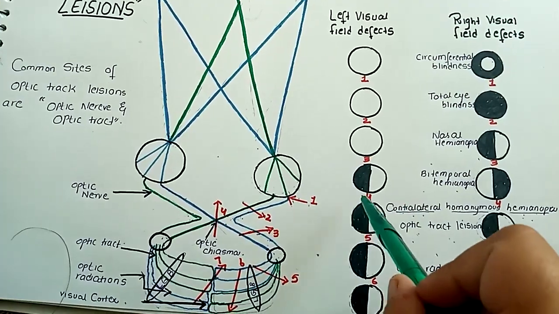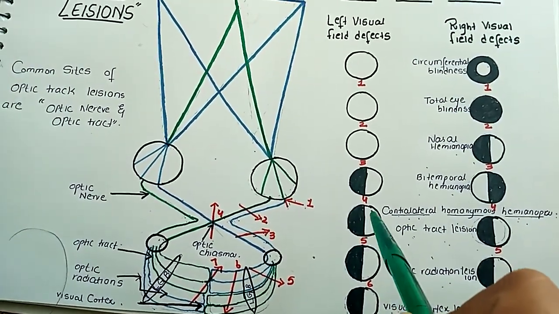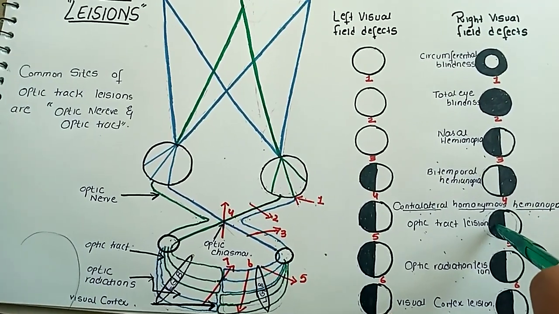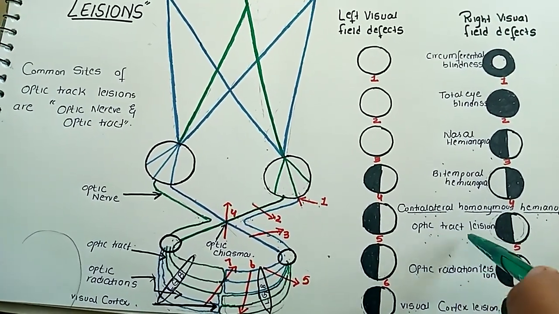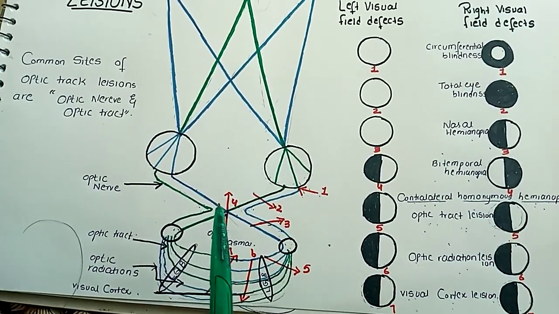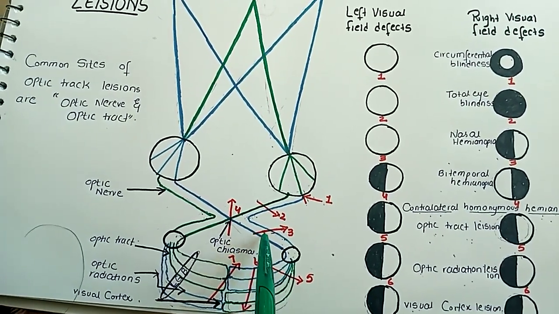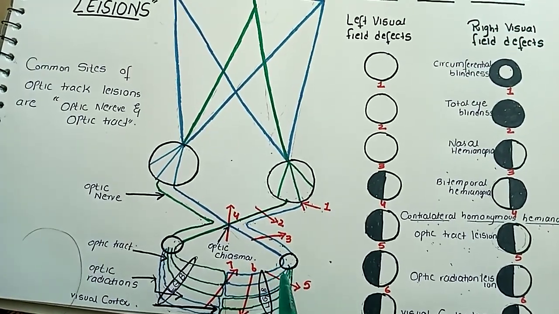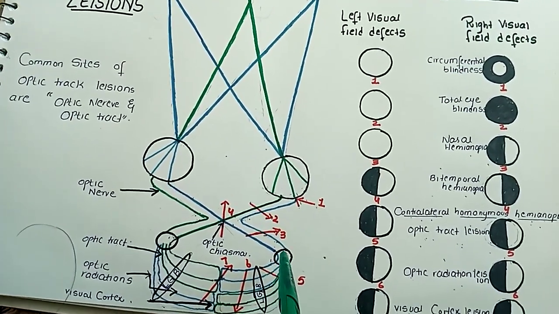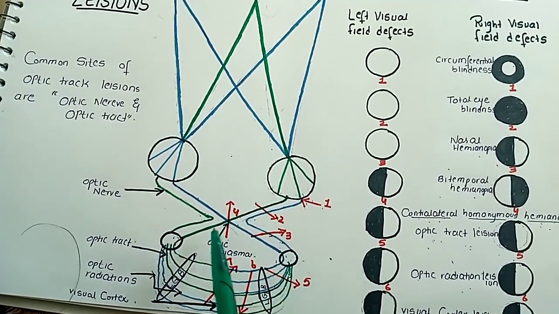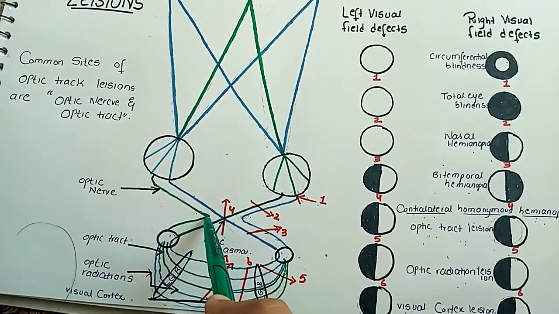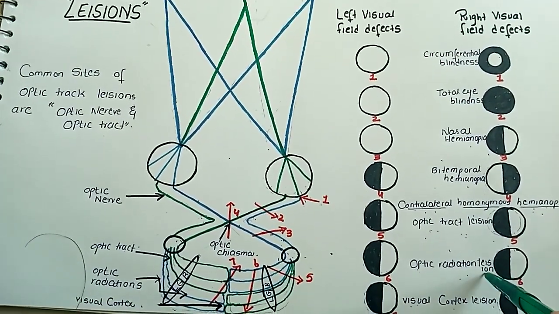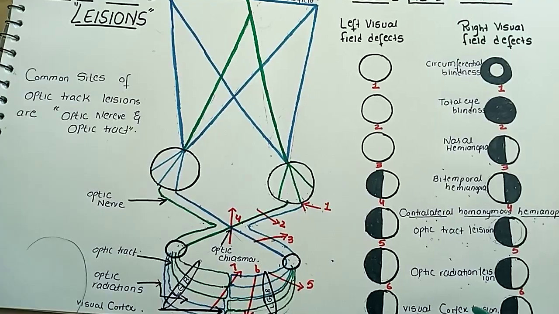So now I will explain the whole case, contralateral homonymous hemianopia, by considering the first condition in which the optic tract lesion occurs. If the right optic tract lesion occurs, then the hemianopia of the right nasal and the left temporal field will occur, and this will be the same for the optic radiation lesion and the visual cortex lesion as well.